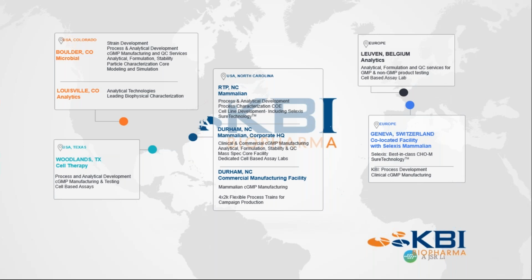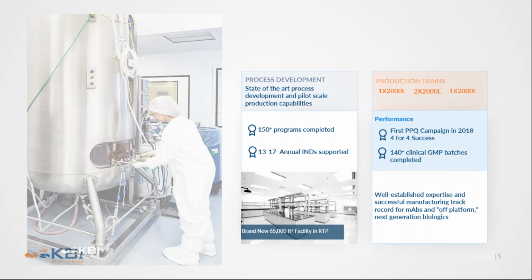In Europe, we have a couple of places where we are placed. So we have been in Leuven, Belgium for quite some time. And since Celexis became a part of JSR Corporation, we are co-located with them out of Geneva, Switzerland. So we are nicely placed in North America and Europe to take care of our clients in both the continents. Talking about the process development team, which I'm a part of, we have handled over 150 programs so far.